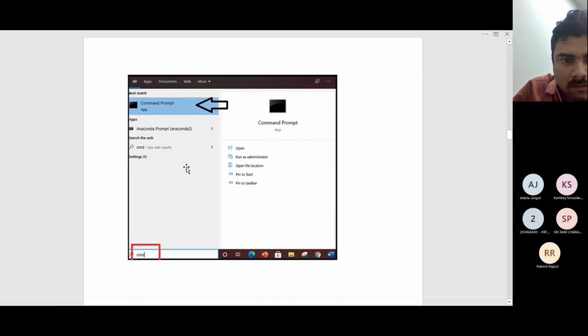See again the command prompt app. This is the shortcut, CMD. We can also type Windows plus R.